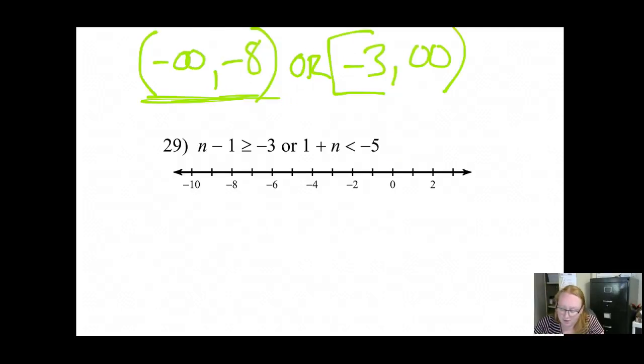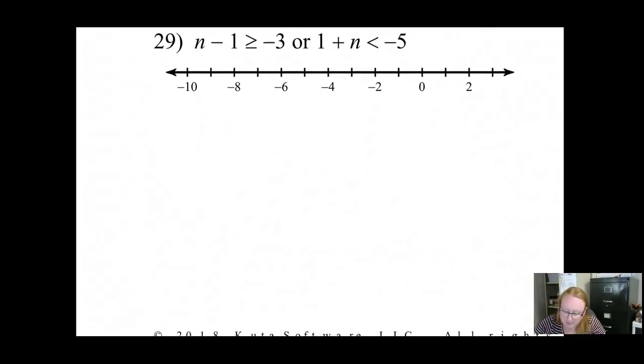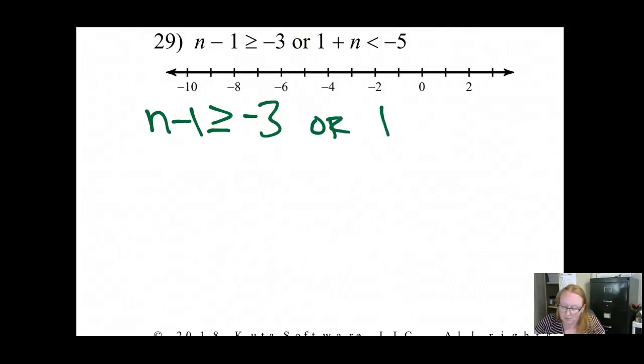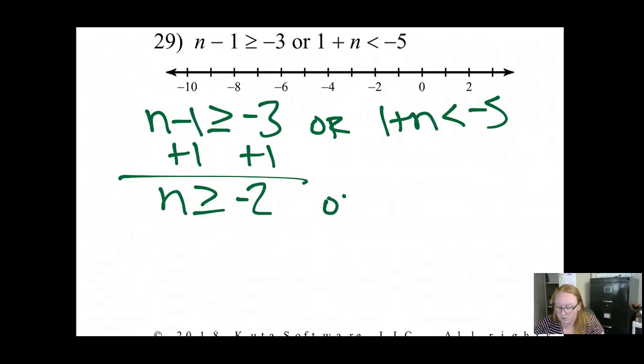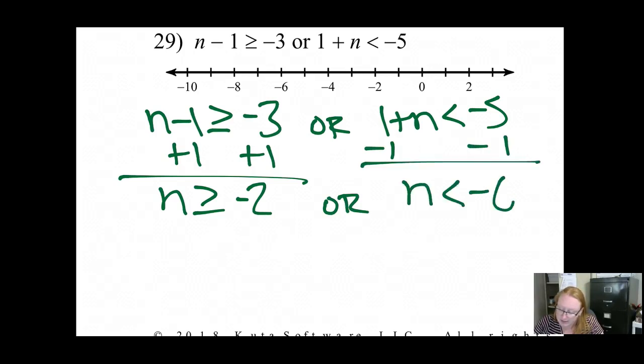So I have another or. I'm going to rewrite it. I get n minus 1 is greater than or equal to negative 3, or 1 plus n is less than negative 5. I'm going to add 1 to both sides of this equation. I get n is greater than or equal to negative 2. Or I subtract 1 from this side, and I get n is less than negative 6.